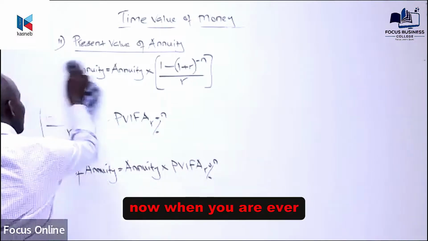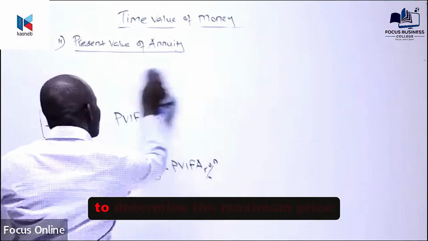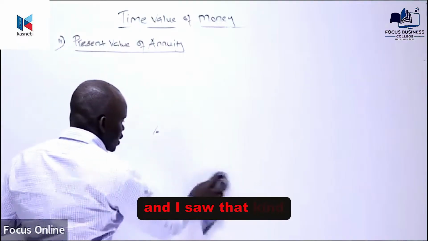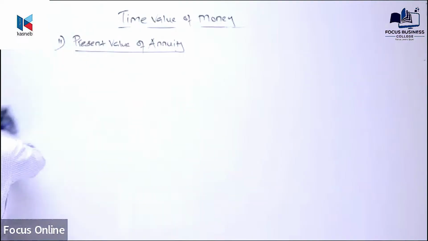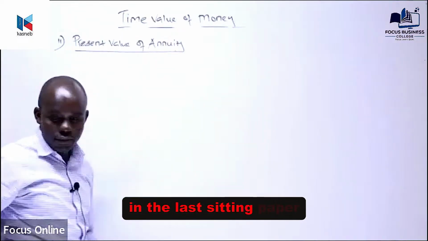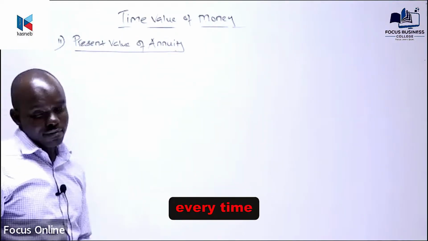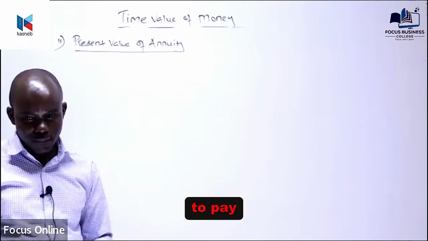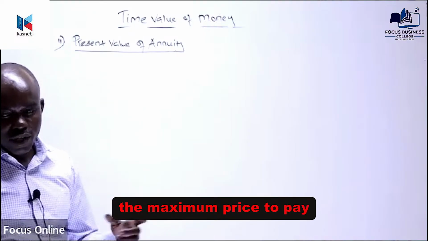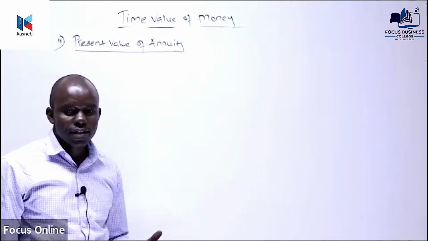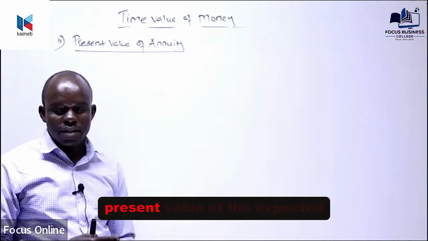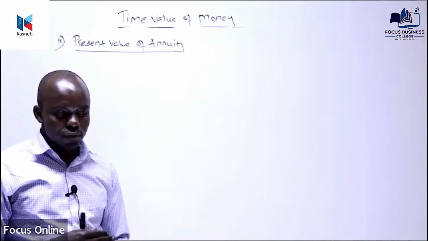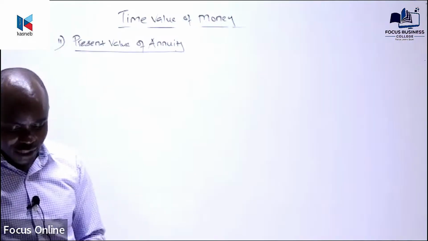Now, whenever you are told to determine the maximum price to pay, and I saw that kind of question in the last sitting paper, the maximum price to pay for an asset or for anything must be equal to the present value of the expected benefits.